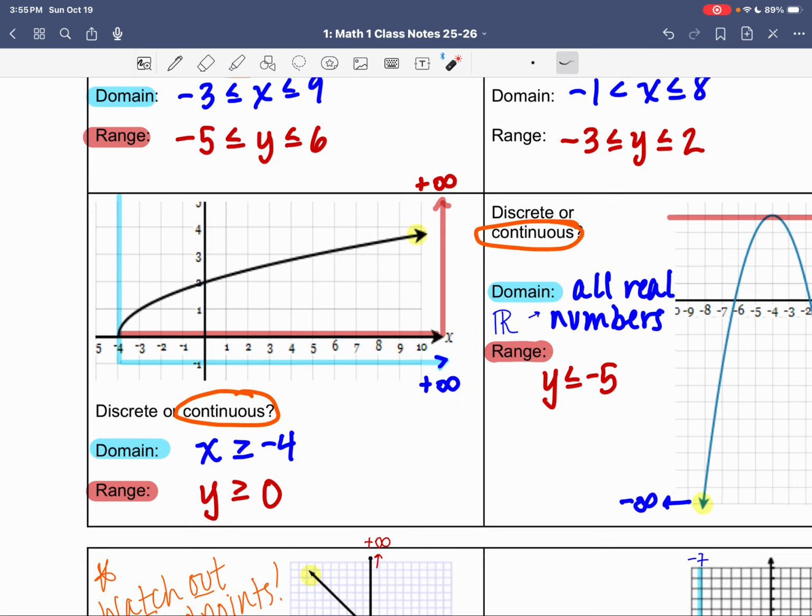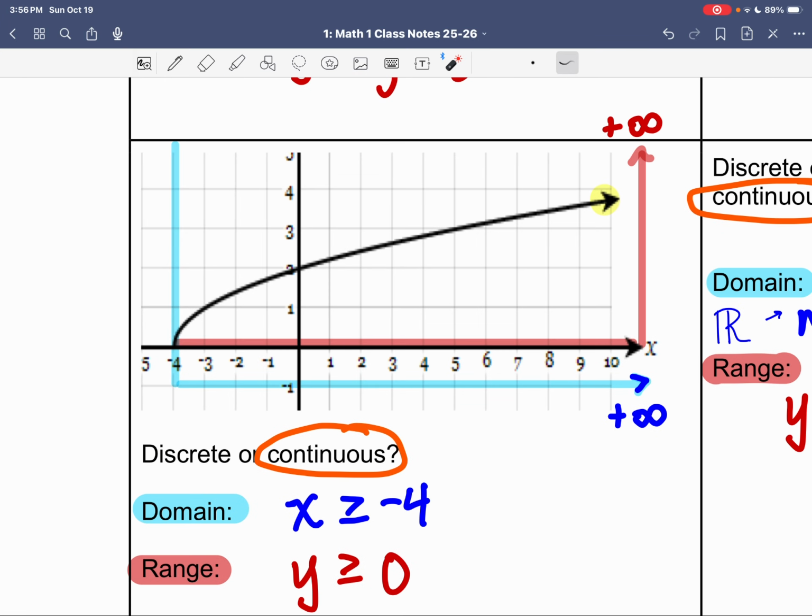Now this one is a little different. And here's why. When you're doing your domain, you're looking at your x values. Well, your domain definitely goes from -4. But if you notice, see this arrow? That arrow means it's going to keep going forever and ever. So since this arrow is telling you it's going from -4 all the way to positive infinity.